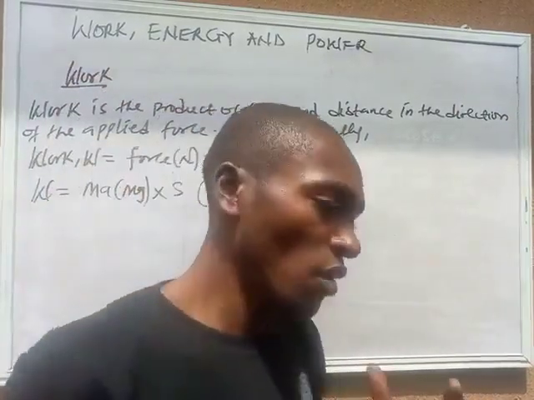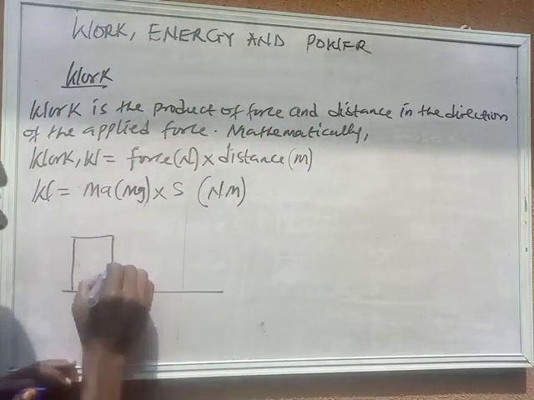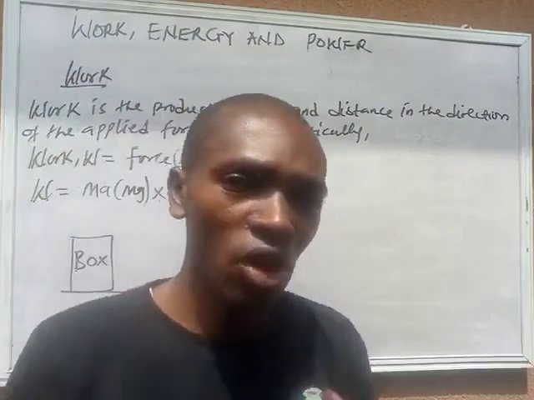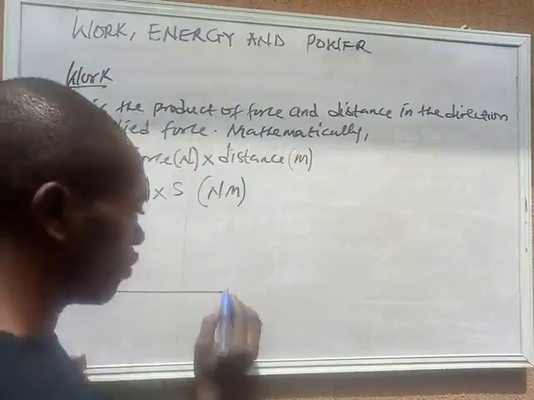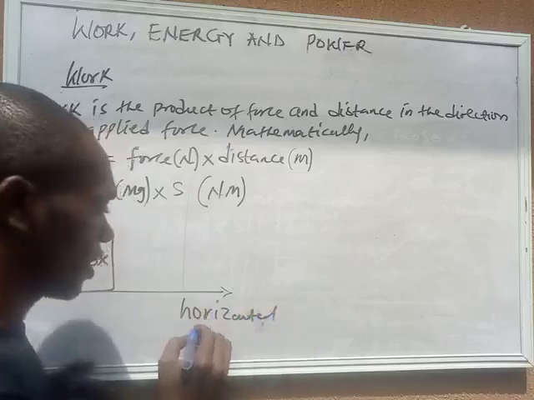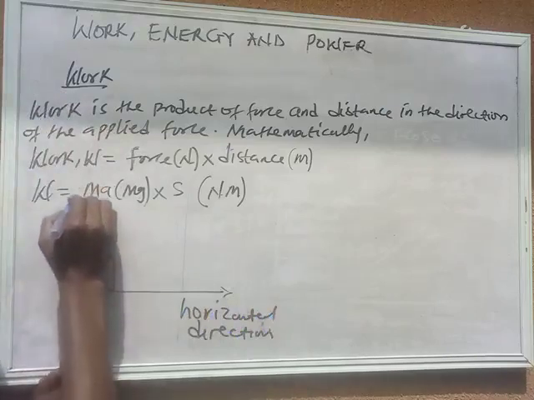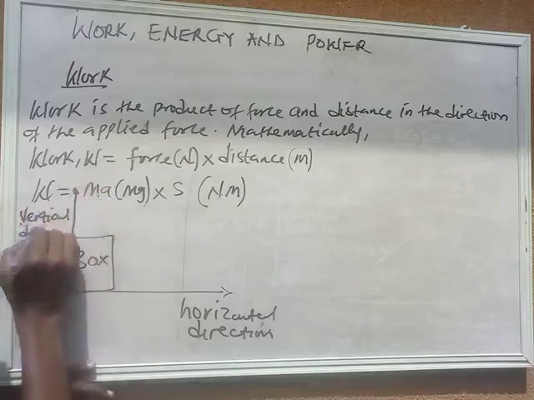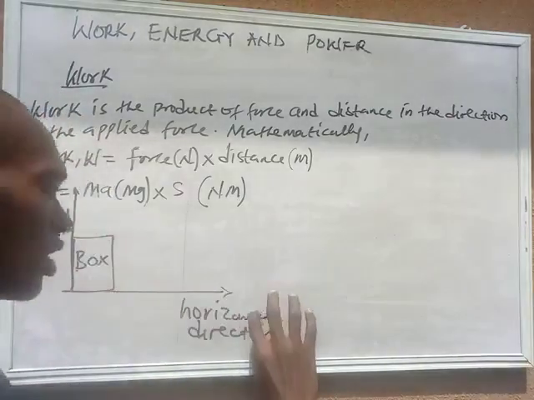There's a different approach. For instance, let's say I have a block or a box. If the box is on a horizontal surface, the box has two directions. Number one, the box can be moved in the horizontal direction, or you can move the box in the vertical direction. These are the only two directions you can move this box. It's either you take it like this or you take it up.